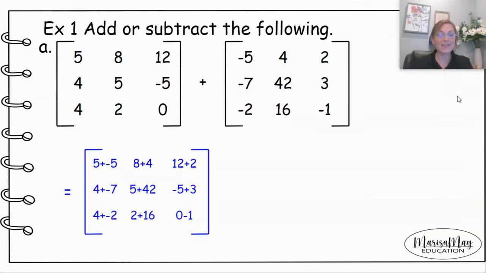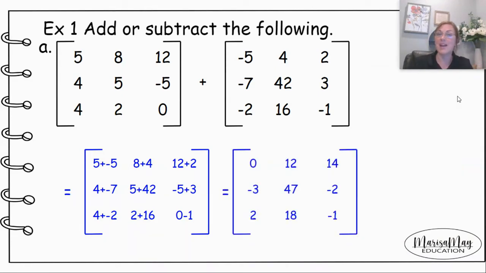I like to write it out like this just for my notes' sake so I can actually see the addition. I don't write it for every problem as I keep practicing, but I want one good example where I've written out those additions for my notes' sake. And then I can go ahead and perform the addition. So the 5 plus the -5 gives me 0. The 8 plus the 4 gives me 12. The 12 plus the 2 gives me 14, and so forth. But I want you to see that we're adding the corresponding elements when we're adding 2 matrices.